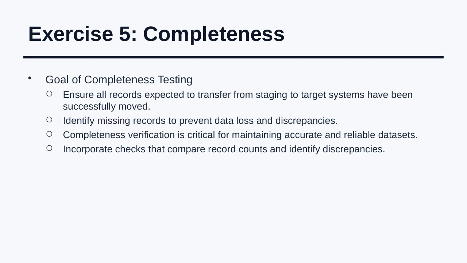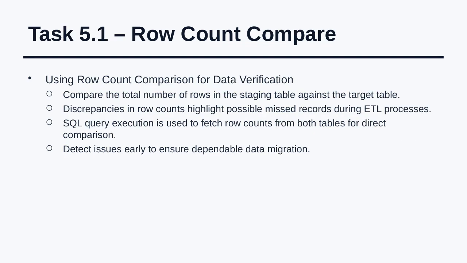To prevent this, we use checks that compare record counts between the source and target systems, looking for any differences. These checks help us quickly identify gaps so they can be addressed before the data is used. Maintaining completeness ensures that our datasets stay trustworthy and supports better business insights. Next, we'll dive into how to handle these checks practically and what tools we can use to automate this process.